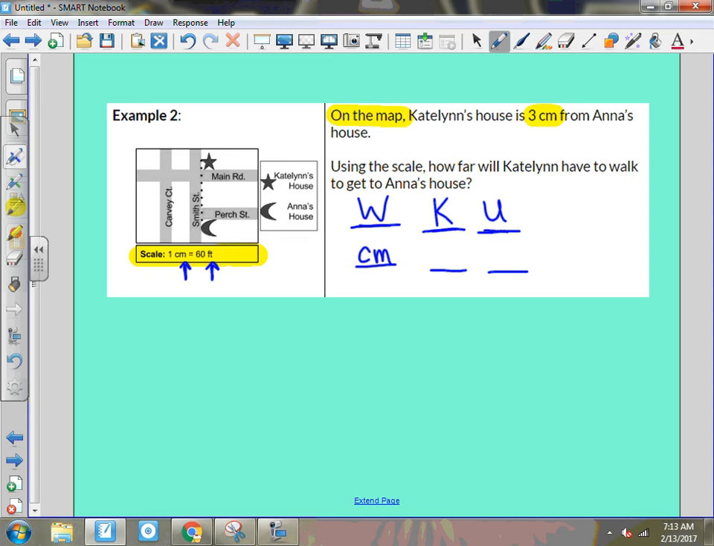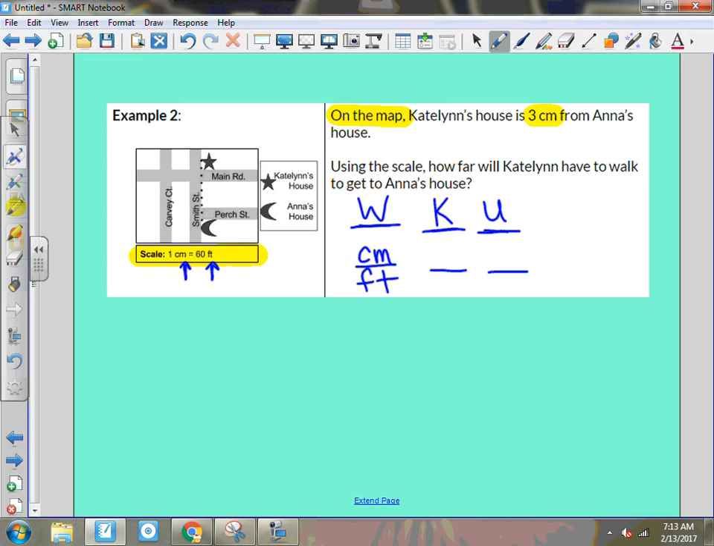So again, words here, I put centimeters on the top, and then the other word that we're going to be dealing with is feet. Those are the labels that we're talking about for this problem. So I've got centimeters to feet that I'm talking about. Those are the proportions that I'm making. Now I've got to figure out what I know.